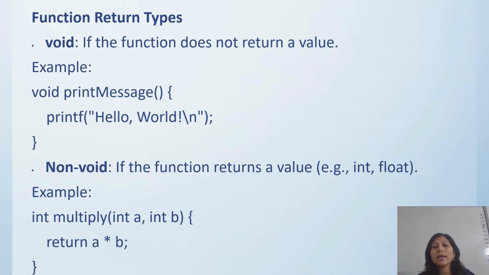Non-void is when a function performs a calculation and you also want to return that particular value to the calling program, so the return type is mentioned. In this particular example, the function name is multiply and the return type is int, where a and b are multiplied and the value of a and b multiplied together is returned to the calling program. So we have mentioned the function return type as int.